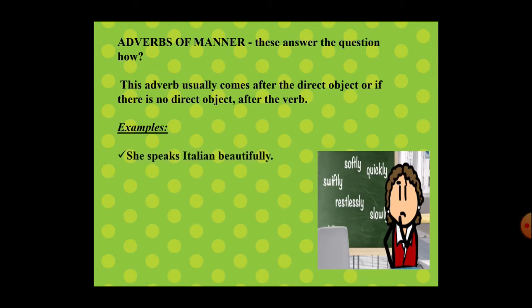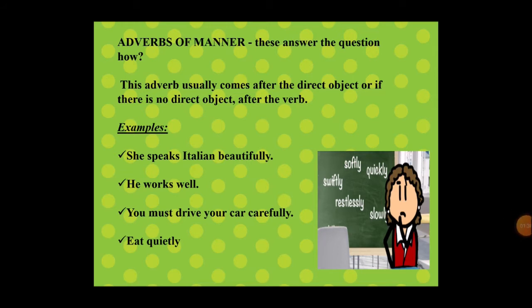She speaks Italian beautifully. How does she speak Italian? She speaks Italian beautifully. He works well. You must drive your car carefully. Eat quietly. My dear students, you must have noticed that these all adverbs such as beautifully, well, carefully, and quietly are giving us more information about the verb and answering the question how.